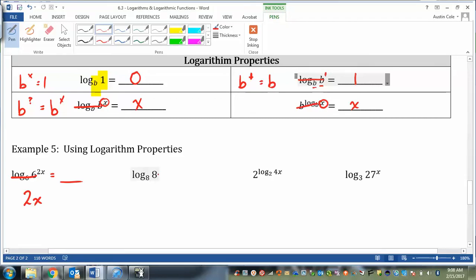Okay, log base 8 of 8, what happens here? It goes away, I get 1. 8 to the first power is 8. We have 2 to log base 2. What happens there? Those go away, and I'm left with 4x.